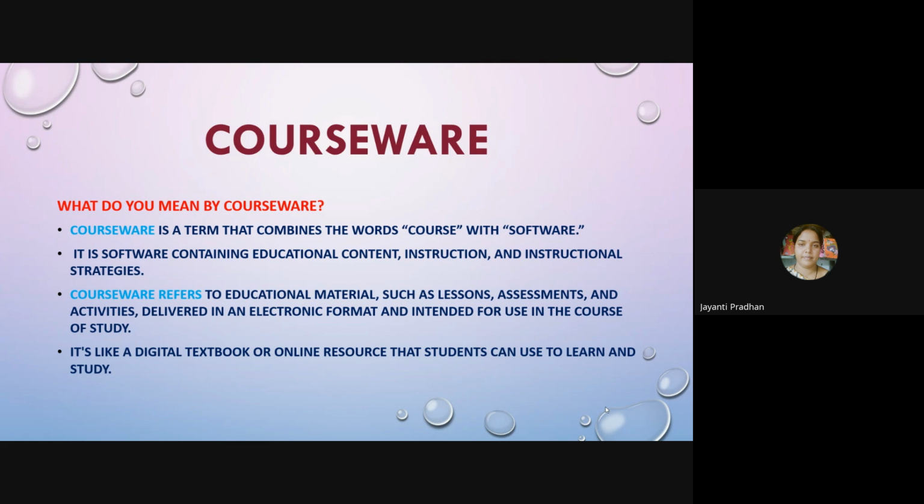So we can say also that it is like a digital textbook or online resource the student can use to learn and study. So when we are discussing educational technology, courseware, when we are going to design it, that means we must understand that it is an electronic based format.